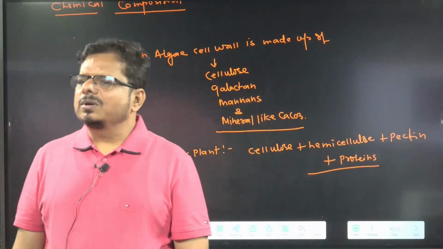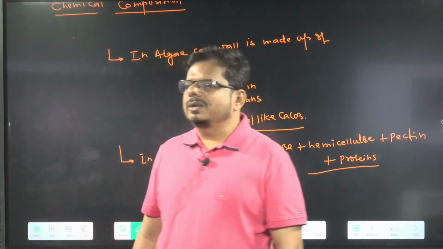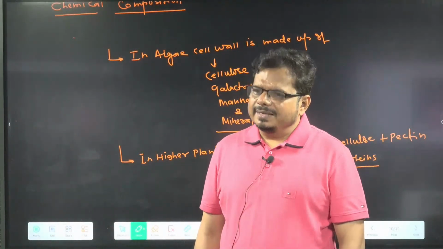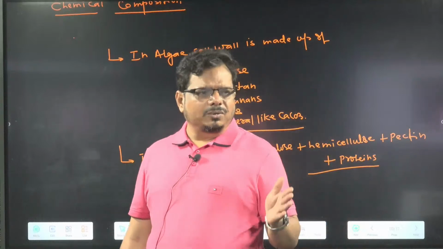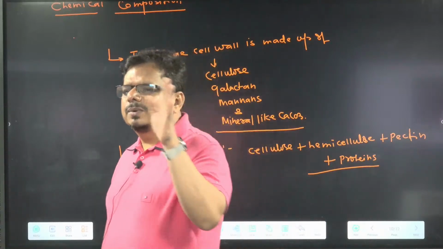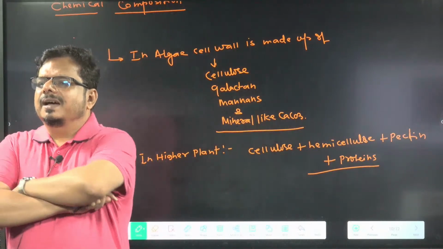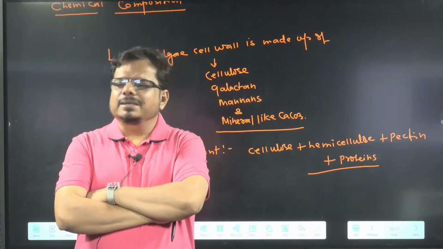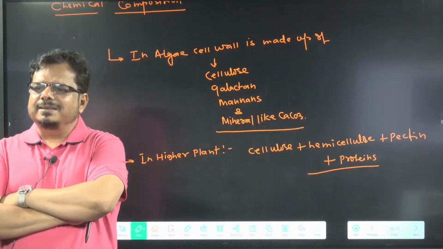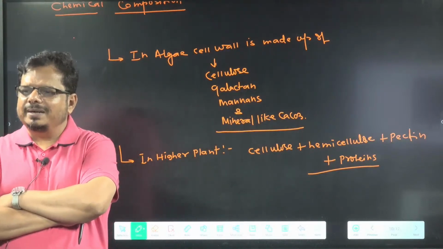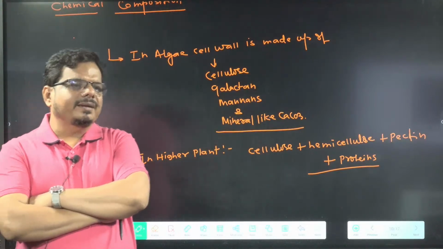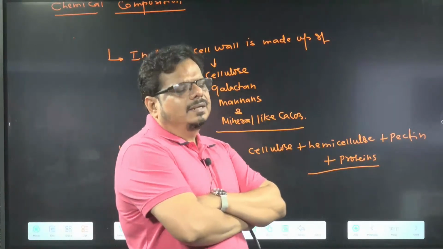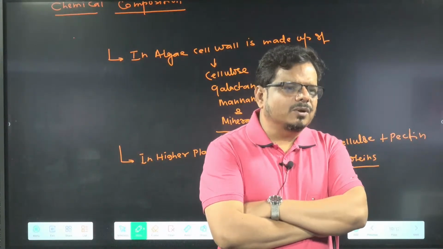NCERT has not told whether hemicellulose is present or absent in the algal cell wall. NCERT said only that hemicellulose is present in the higher plant cell wall. Is it written in NCERT that hemicellulose is absent in the algal cell wall? Not written, na? So why are you assuming that not written means not present?